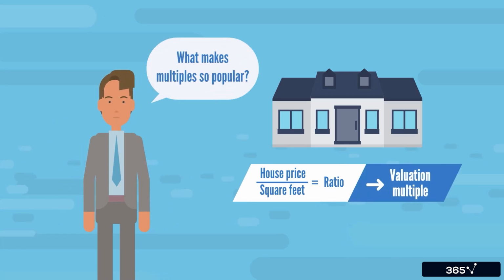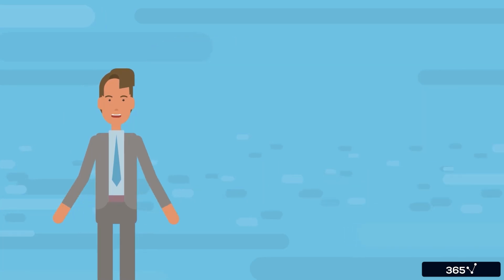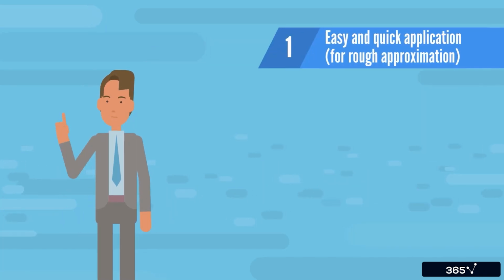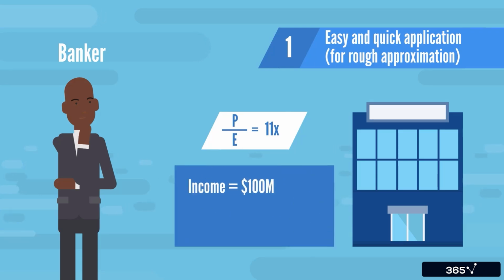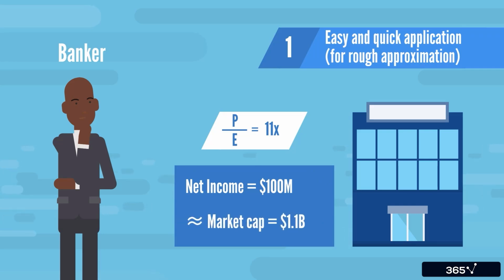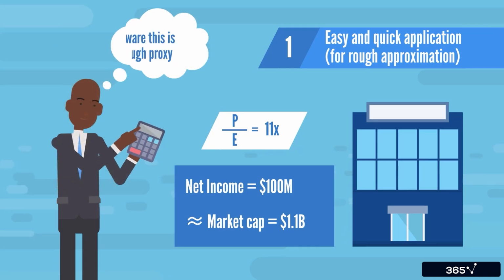Why are multiples so popular among investment bankers and investors? First, they are easy to apply when you need a very rough approximation of value. If a banker is specialized in an industry and expects that companies in that industry trade at 11 times price earnings, they can readily apply this ratio to a company with net income of $100 million. And we'll expect to see a market price near $1.1 billion. Lightning speed.